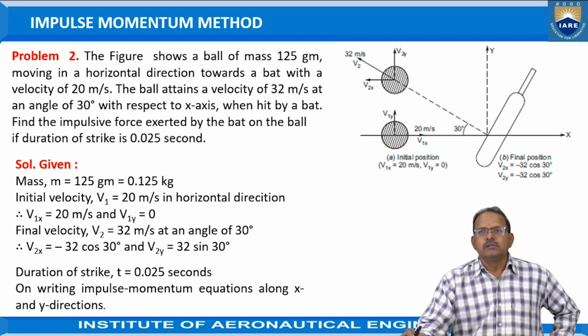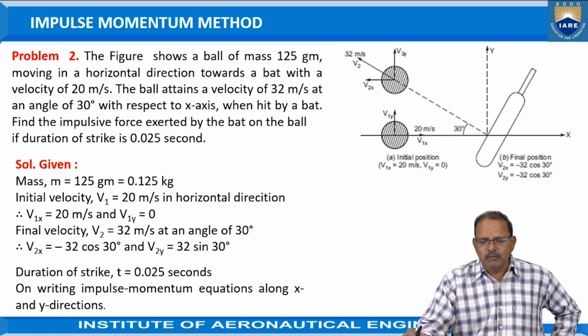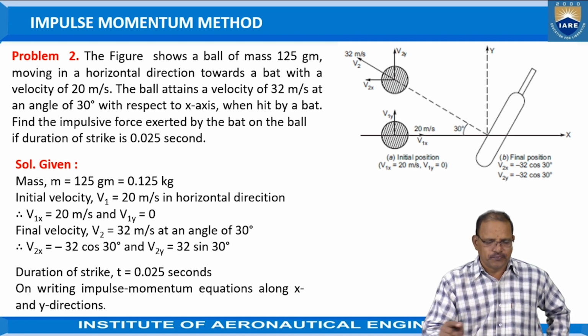Problem number 2. The figure 2 shows a ball of mass 125 grams moving in horizontal direction towards the bat with a velocity of 20 meters per second. The ball attained a velocity of 32 meters per second at an angle of 30 degrees with respect to x-axis when hit by a bat. Find the impulsive force exerted by the bat on the ball if the duration of the strike is 0.025 seconds.